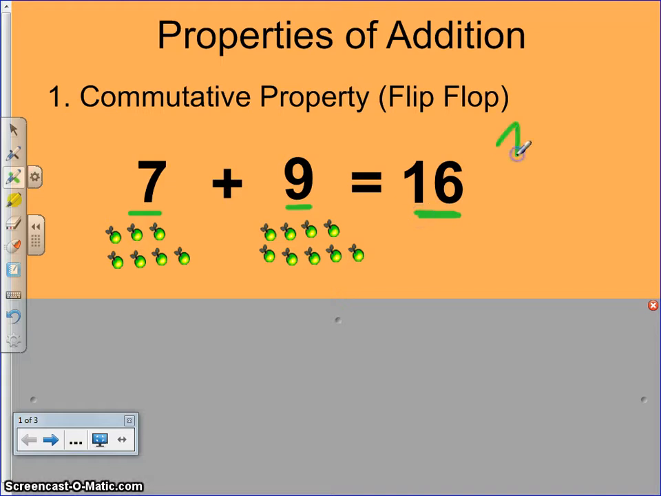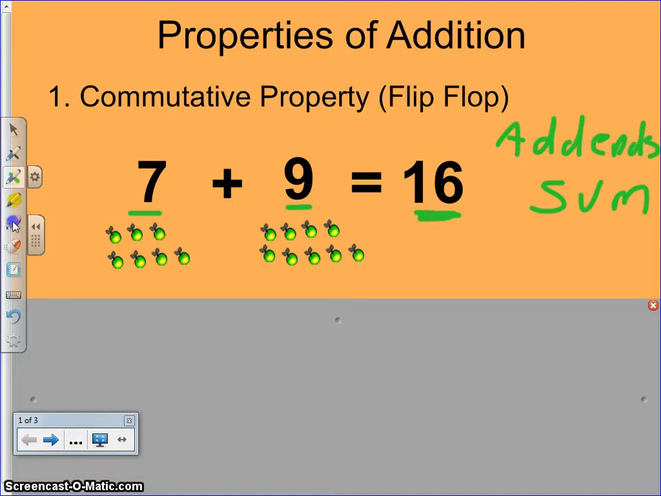So we have addends, sorry for the terrible writing. Addends, you'll see this on our vocabulary board when you get to class. And we have sum. Addends are the numbers that you are adding together in an addition sentence, and the sum is your answer. So in this case, 7 and 9 are your addends, and the number 16 is your sum.